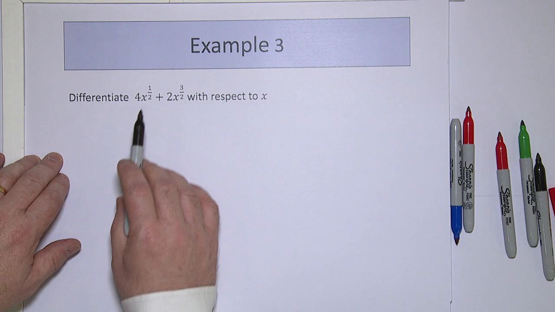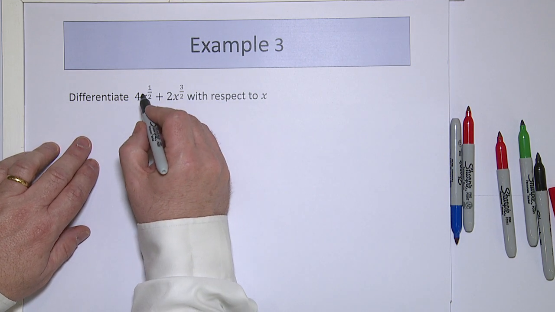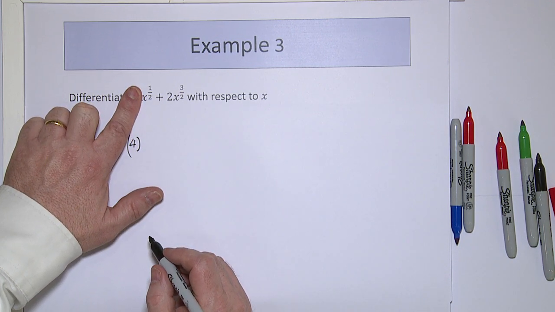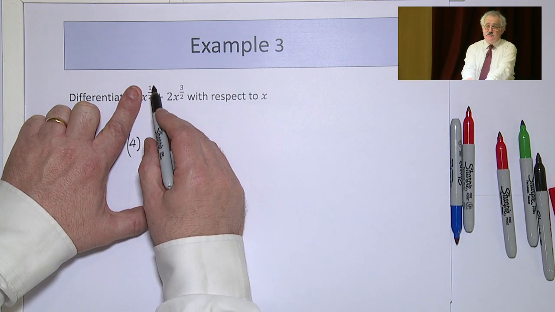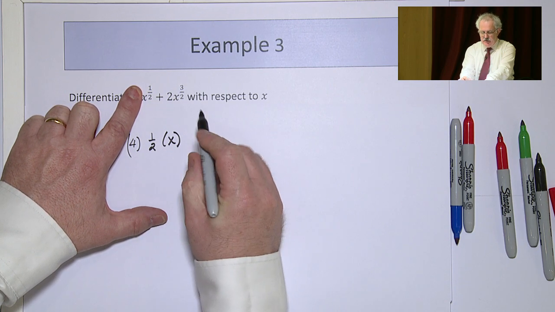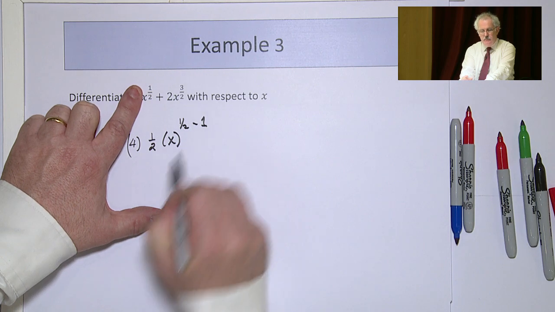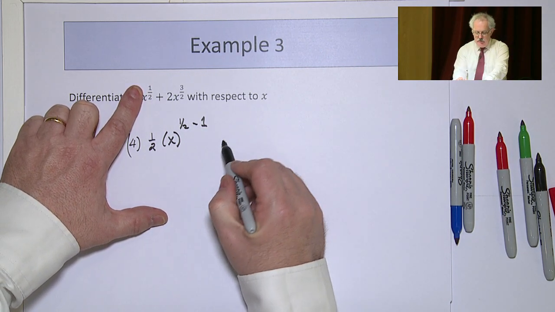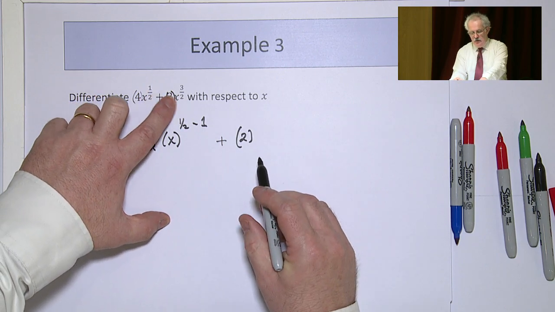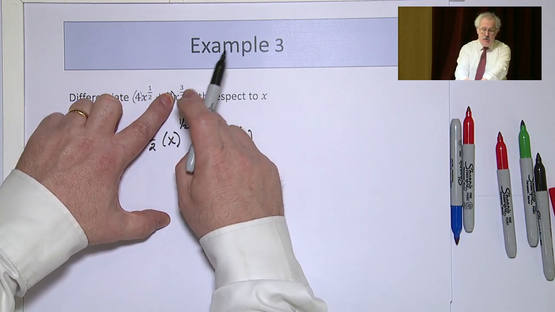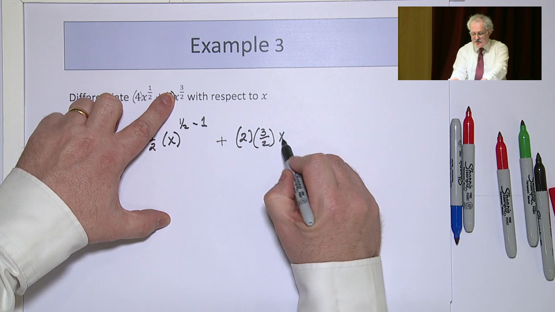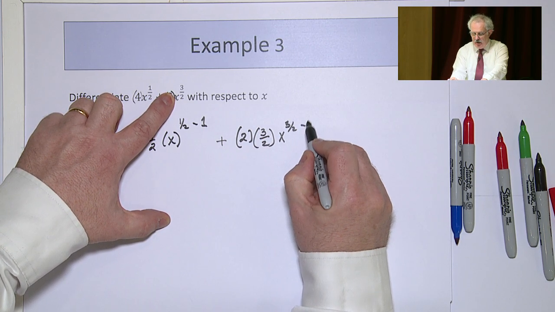So using exactly the same rule, 4 is just a number. So we say leave the 4 as it was. x to the half. Half is the number on top, so that comes down, half times x to the half minus 1. Plus 2, again that's just a multiplier, x, well the power is 3 over 2, so that becomes 3 over 2, x to the 3 over 2 minus 1.